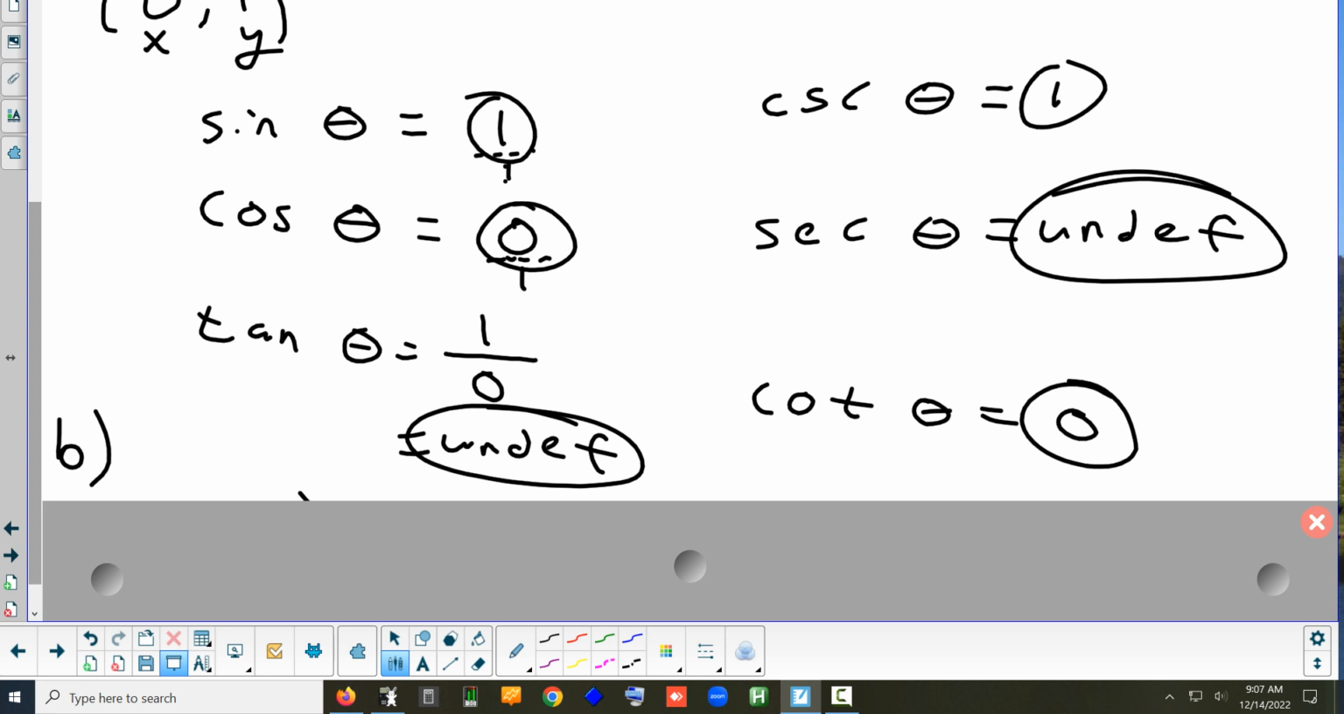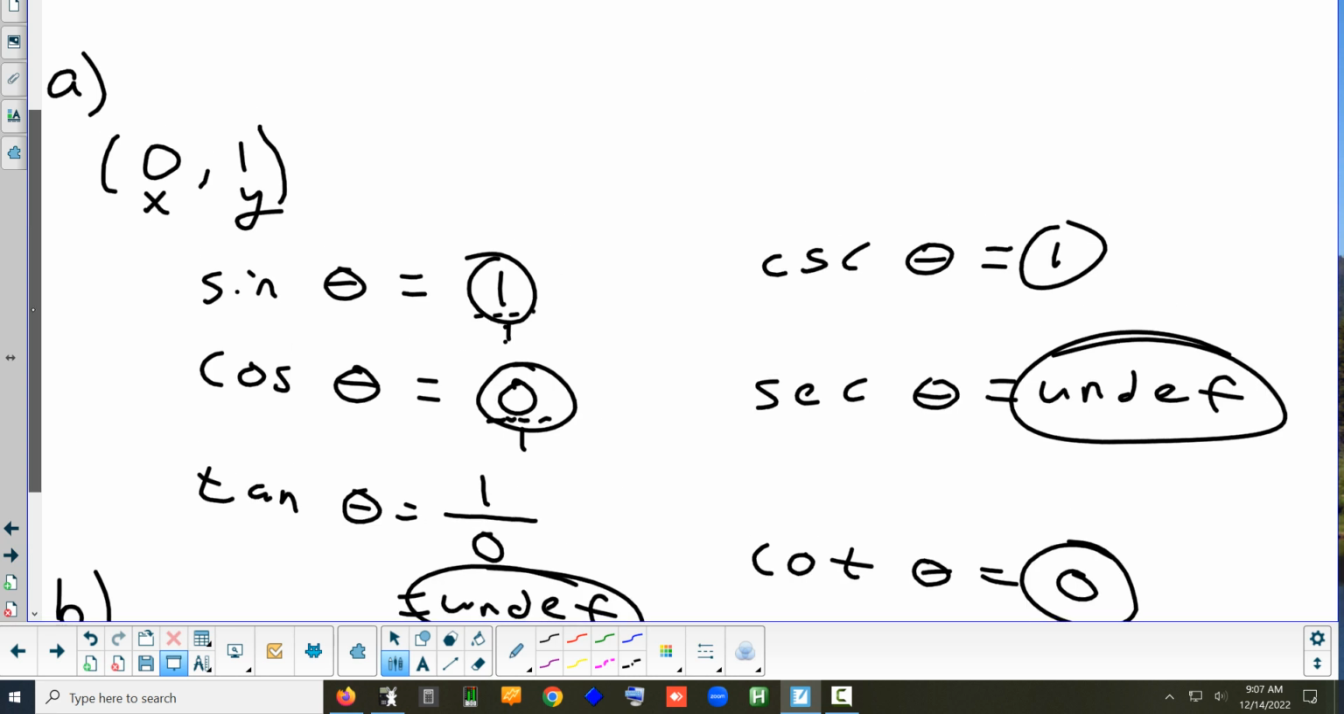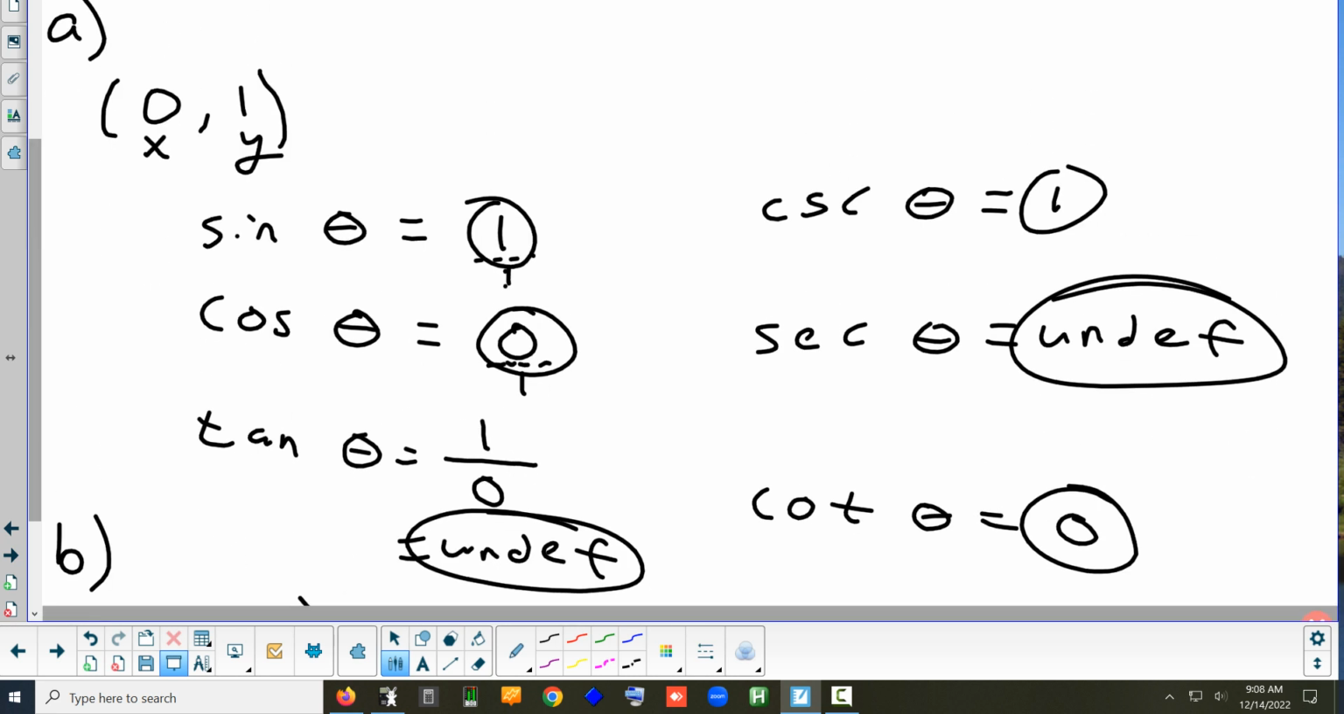And that's it. That's the 6 trig functions for the coordinate (0, 1). And what angle did we say that was again? If you just don't go left and right, but you go straight up. Yeah. That's the coordinate for a 90-degree angle.